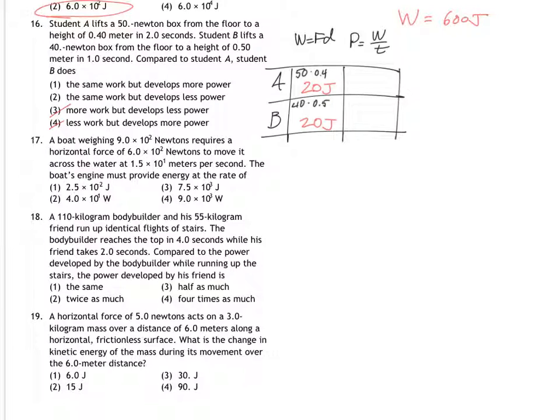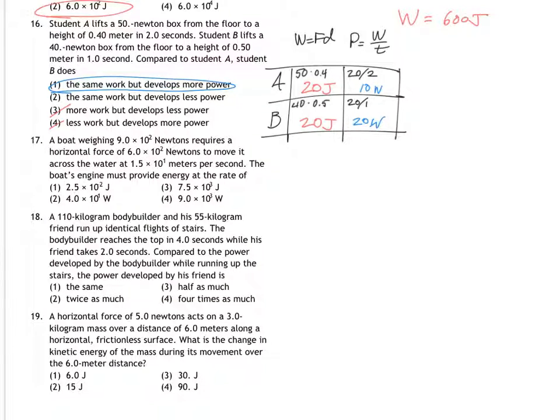Now for the power calculations, we'll just need to take our answers for work and divide them by time, and I'll do that now. So you can see that student B is dissipating more power. So let's see. Compared to student A, student B does the same work but develops more power. That's going to be choice 1, best answer.